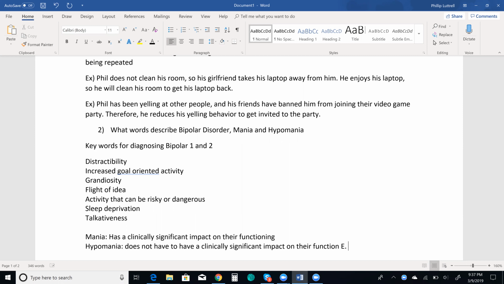That's category E in the diagnosis. It states the episode is not severe enough to cause marked impairment in social or occupational functioning or necessity of hospitalization. And if there are psychotic features, the episode is by definition manic. Mania criteria has a clinically significant impact on functioning, which is subcategory C, which states the mood disturbance is severe enough to cause marked impairment in social or occupational functioning or necessity of hospitalization. Therefore, those are the two main differences between mania and hypomania, because the criteria are otherwise the same.